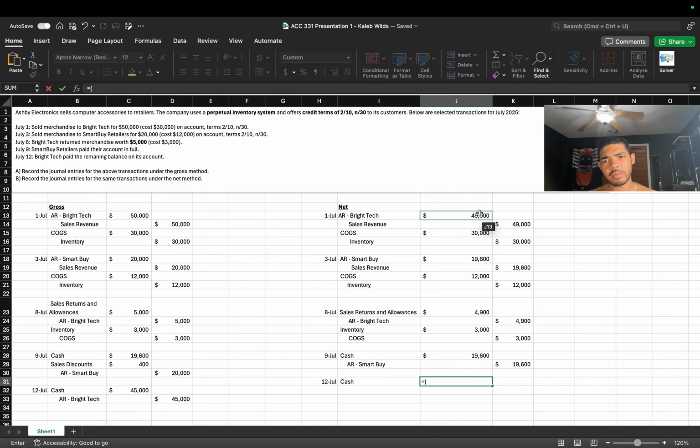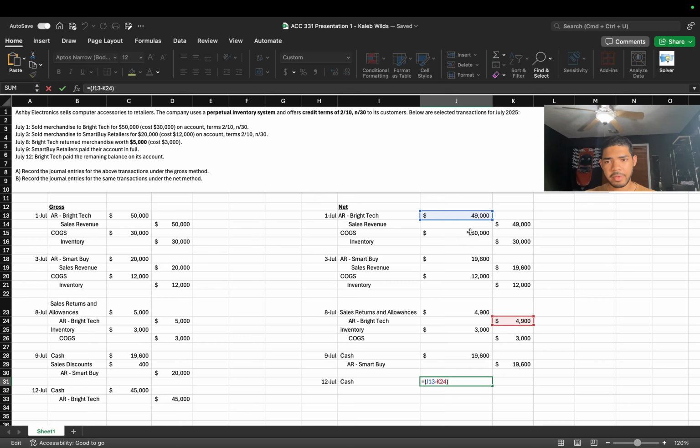So like we did under the gross method, we're going to subtract the original amount owed by the return right here. And that's going to give us 44,100. However, this is still with the discount applied. And because they didn't pay within the discount period, we have to add the discount back.